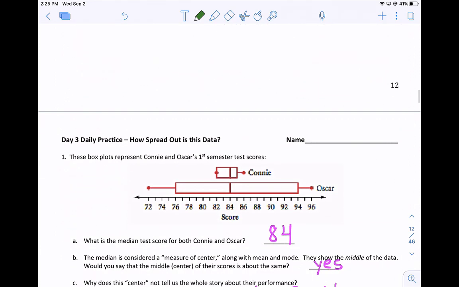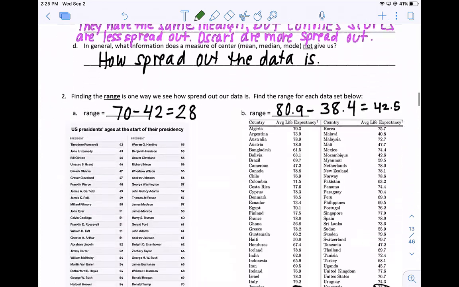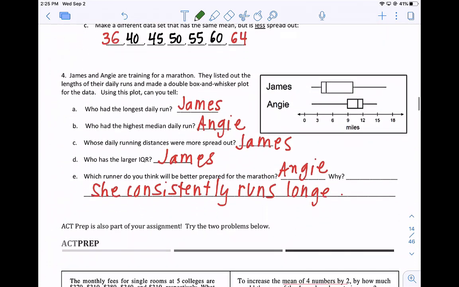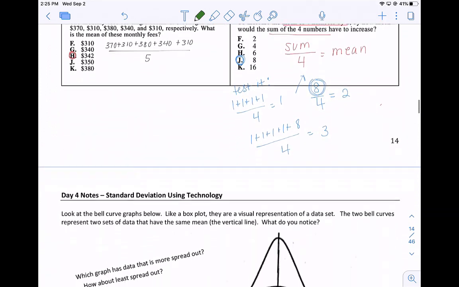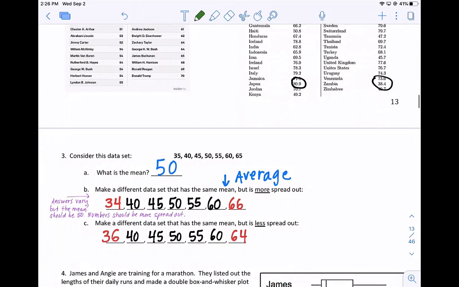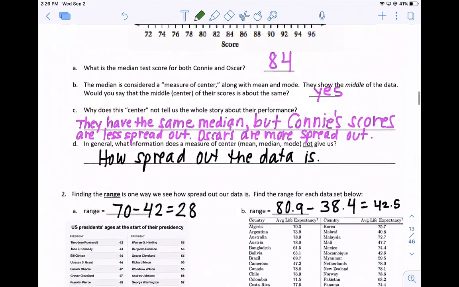Okay, so with that idea in mind, measures of spread, you would do the day 3 daily practice, which is review. All right, so in class we do day 3, and the assignment then would be the next 2 pages, 13 and 14.